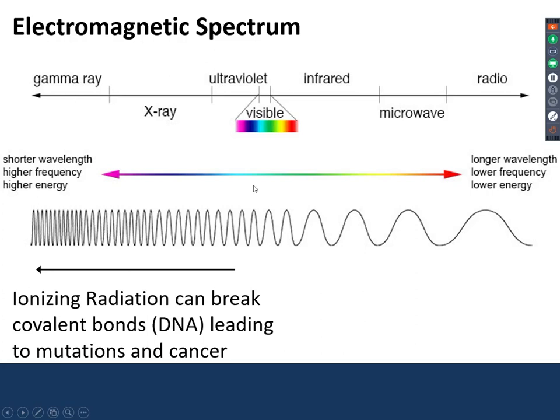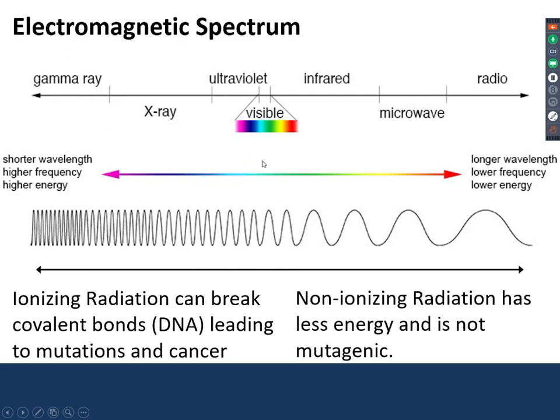shorter than the visible spectrum around the violet range turns into ultraviolet. And you can see the shorter the wavelength, the more energy. So once you get into ultraviolet, X-rays, and gamma rays, this is considered ionizing radiation with enough energy to break covalent bonds and potentially lead to cancer. Think about ultraviolet and overexposure to sun leading to skin cancer, for example. Whereas the visible spectrum, and as you get longer wavelengths, less energy, is considered non-ionizing radiation and is not mutagenic.